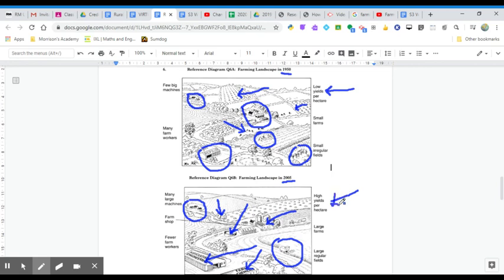Okay, so those are the key changes that you can see. What you need to do is describe a range of those changes that I've identified, not explaining them, just saying what was it like and what is it like today, without giving any reasons for why that change has happened.